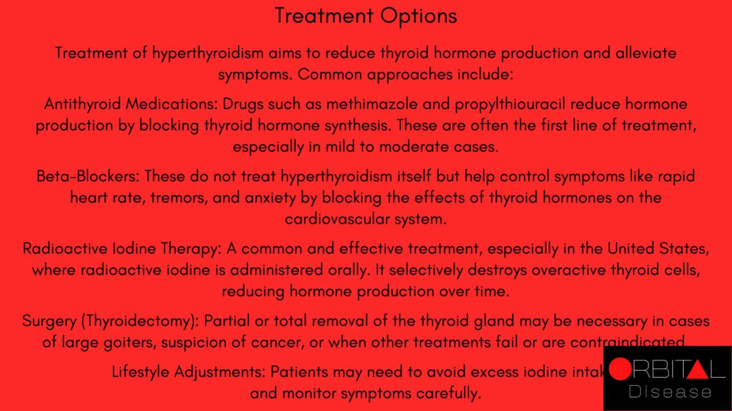Beta blockers. These do not treat hyperthyroidism itself but help control symptoms like rapid heart rate, tremors, and anxiety by blocking the effects of thyroid hormones on the cardiovascular system. Radioactive iodine therapy, a common and effective treatment, especially in the United States, where radioactive iodine is administered orally. It selectively destroys overactive thyroid cells, reducing hormone production over time.